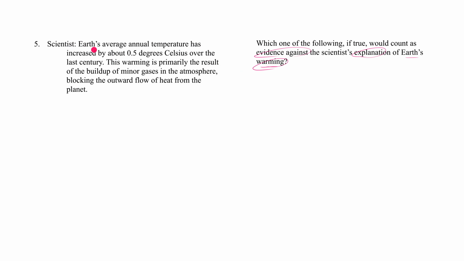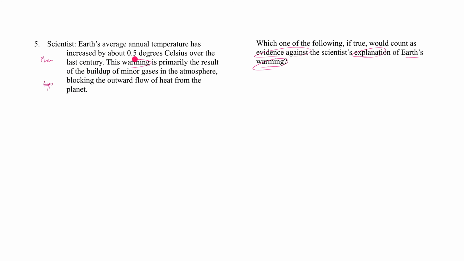The scientist says Earth's average annual temperature has increased by about half a degree Celsius over the last century. So over the last 100 years, from 19-whatever to 20-whatever, average annual temperature has gone up by half a degree Celsius. That's the phenomenon. Now, we want to tell a causal story that explains this phenomenon. That we're going to call the hypothesis. The scientist tells the story.